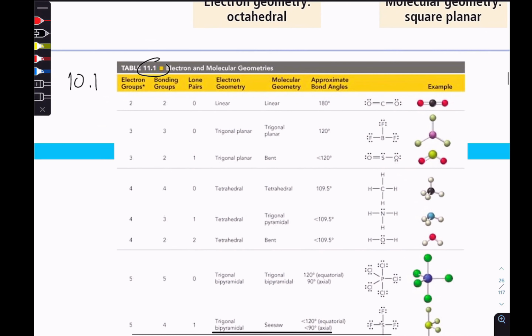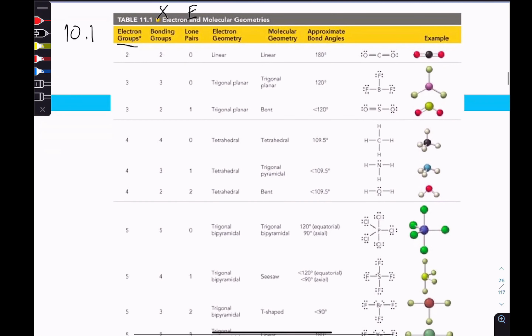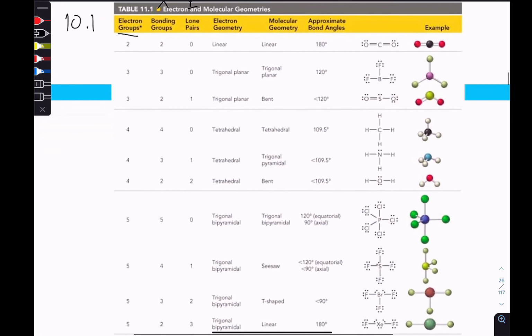Electron groups is going to be your bonding groups plus your lone pairs. X is the number of bonding groups, E is the number of lone pairs. So we're looking for total electron groups of 3, with 2 bonding groups and 1 lone pair. Our electron geometry is going to be trigonal planar. The electron geometry includes those electrons as a group. If we're talking about molecular geometry, then it's just going to be bent.